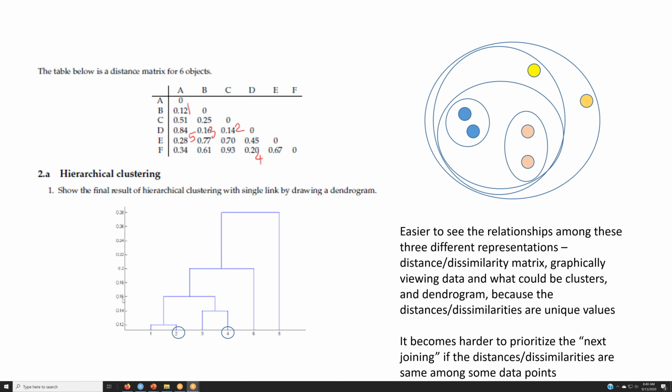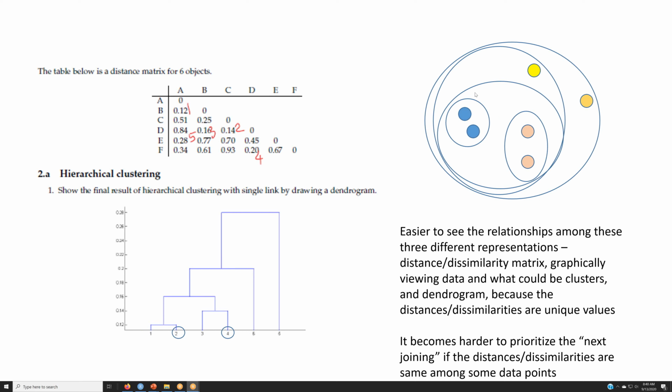By the time we reach the distance of 0.16, these two collections, 1 and 2, are getting connected to 3 and 4. Now we keep going, increasing the distance. 0.17, nothing happens, right? 0.18, nothing happens because this distance is more than 0.18. And then very close to 0.2, exactly 0.2, the sixth point gets connected to this one.